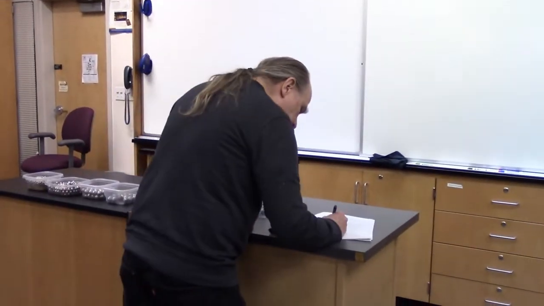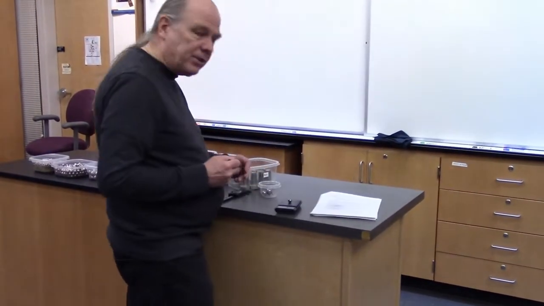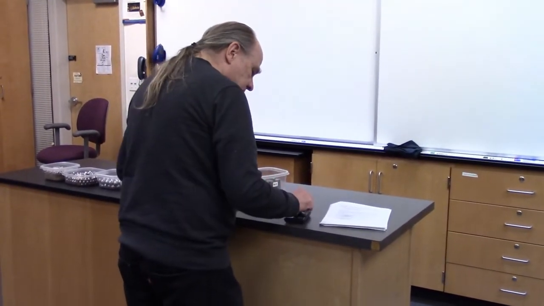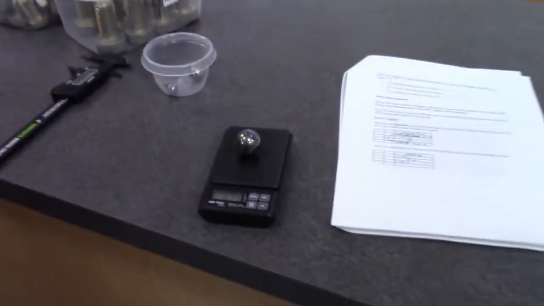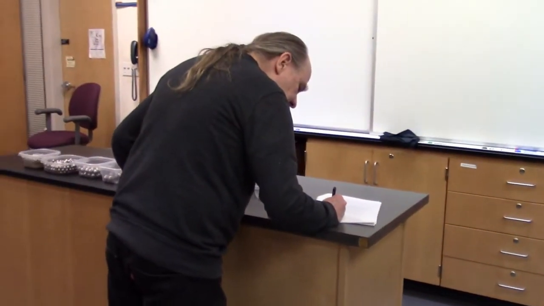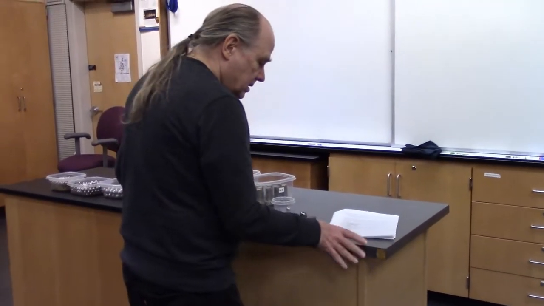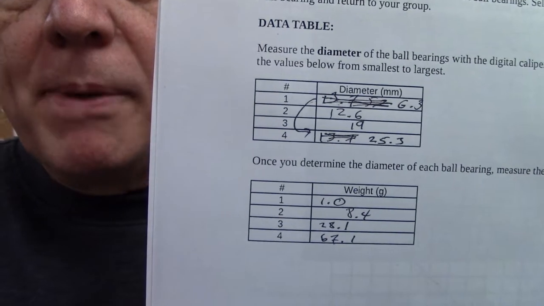Well, not significantly different. Tells us a little bit about the accuracy of the scales. Okay, and then the largest ball bearing is giving me 67.1. Okay, so here then is the data for the ball bearing portion.